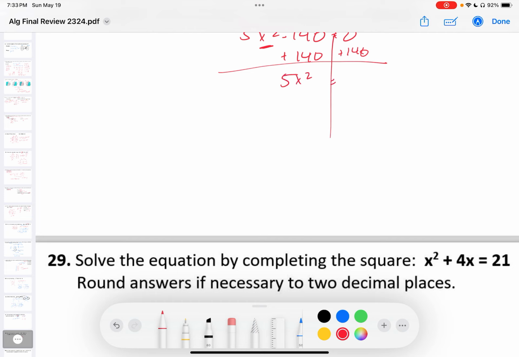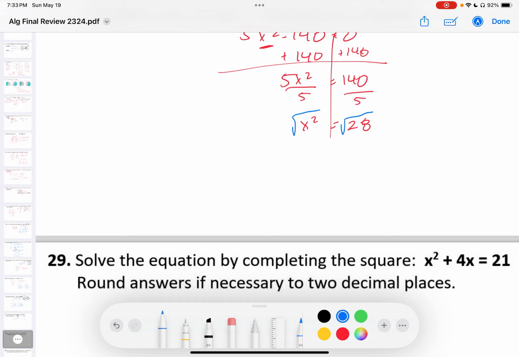So I've got 5x squared equals 140. I'm going to try to get x by itself, or x squared by itself at least. So I'm going to divide by 5. X squared equals 28. Now, like in the last problem, we'd say, hey, if I can square root 28, great, I'd be done, but I can't.